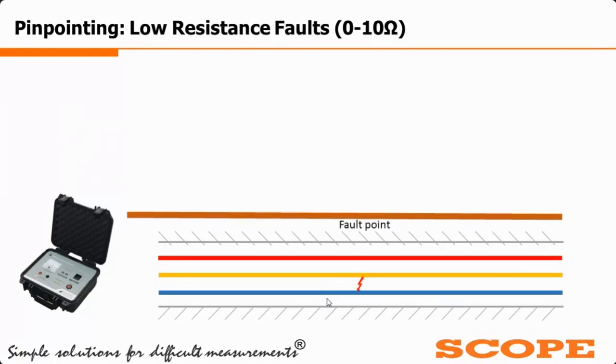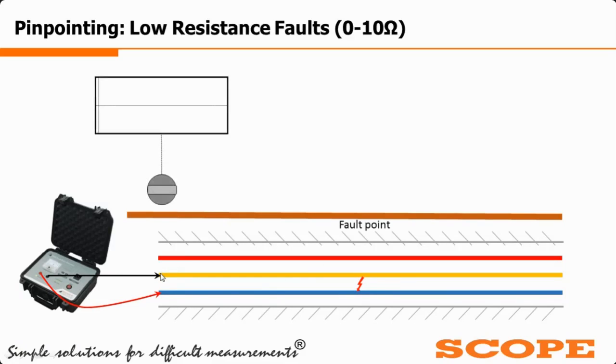Let us consider the Y phase and B phase are short circuited at this point. We have to connect this audio generator between these two cores, so that the current will flow up to this fault point, and the current will not be transmitted beyond this point because it is short circuited. So all the current will return from this fault point only.